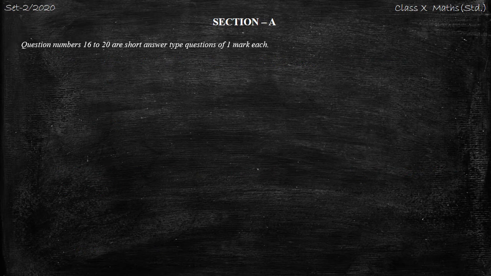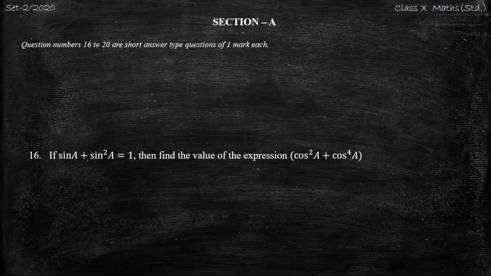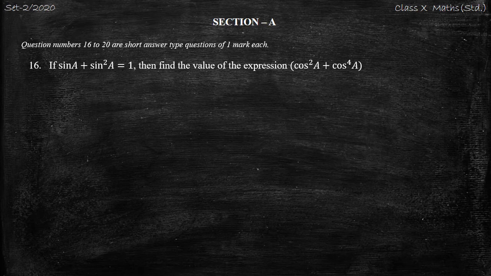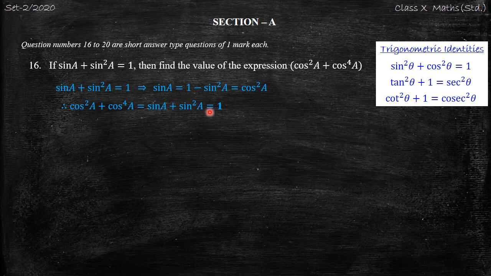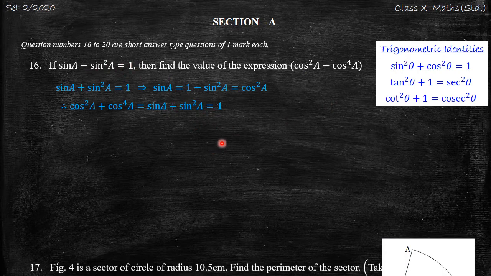Next 5 questions are short answer type questions in Section A. If sin A plus sin square A equals 1, then find the value of the expression cos square A plus cos to the power of 4 A. Here you need to memorize the identities. This sin A plus sin square A equals 1 can be written as sin A equals 1 minus sin square A, which is equal to cos square A. So the required expression, cos square A plus cos to the power of 4 A, can be written as sin A plus sin square A, which is already given as 1. So the answer is 1.